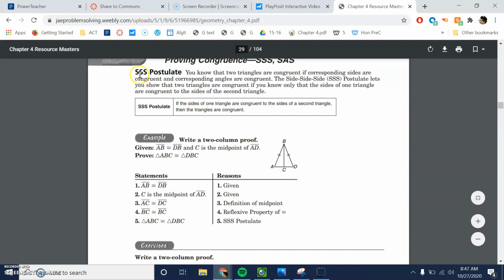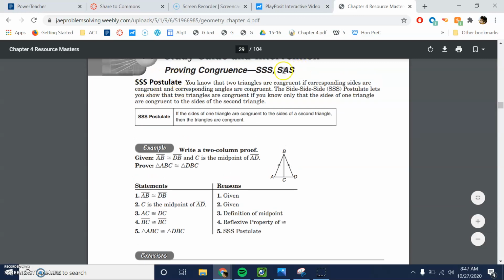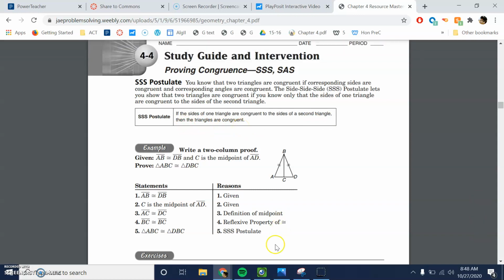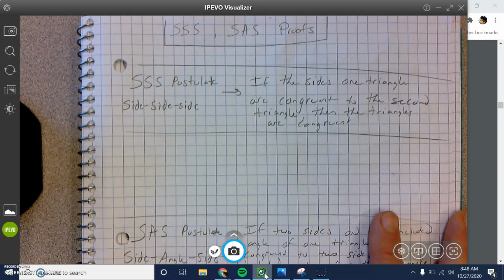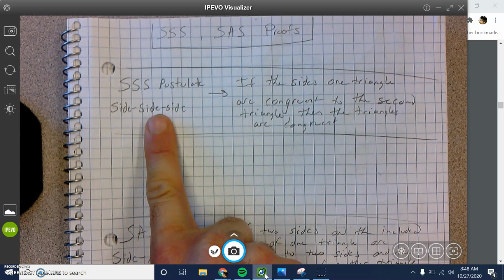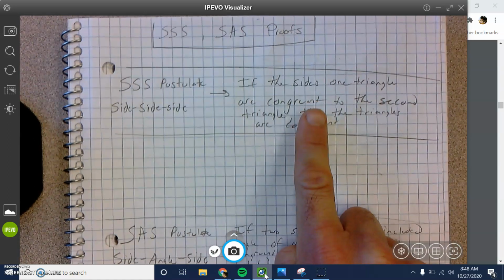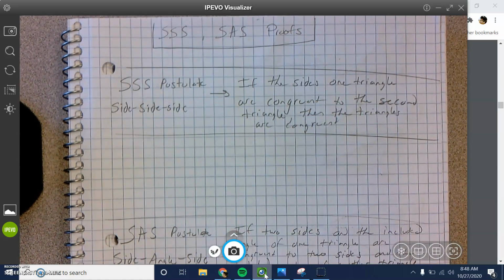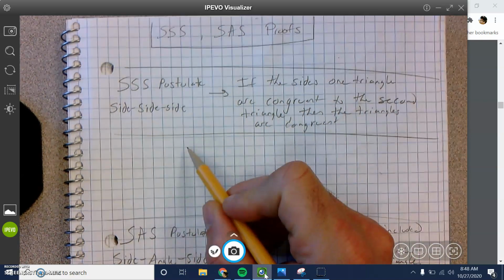The first thing we need to discuss is the SSS postulate. Then we're going to go over the SAS. So SSS: side, side, side. If the sides of one triangle are congruent to the sides of the second triangle, then the triangles are congruent. That sort of makes sense, right? Write that down in your notes. Side, side, side postulate, SSS. If the sides of one triangle are congruent to the sides of the second triangle, then the triangles are congruent. So what does that mean?